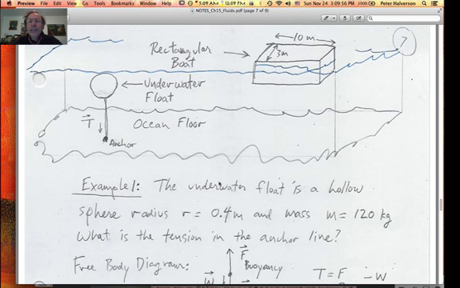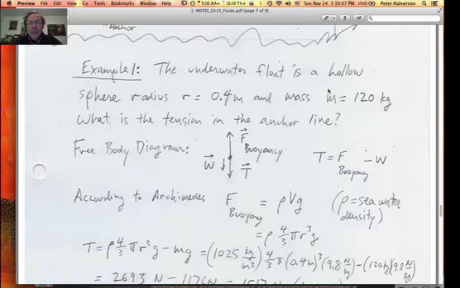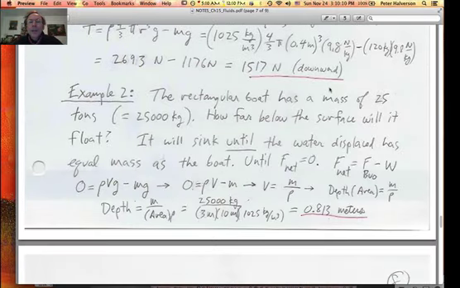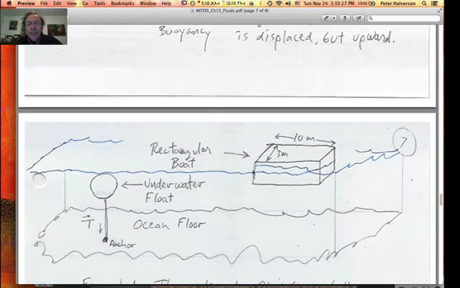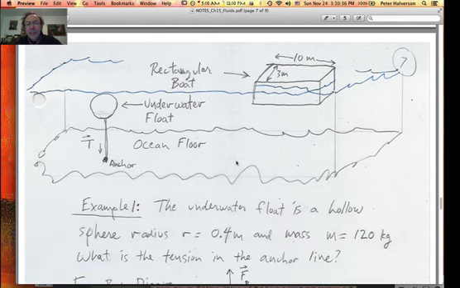Now let's look at the next example. It's the rectangular boat, which I have floating on top of the water. Let's scroll down to the explanation for it. This rectangular boat has a mass of 25 tons, or 25,000 kilograms. And the question is, how far below the surface will it float? In other words, how deep will the bottom of the boat be? So what's this distance right here going to be?